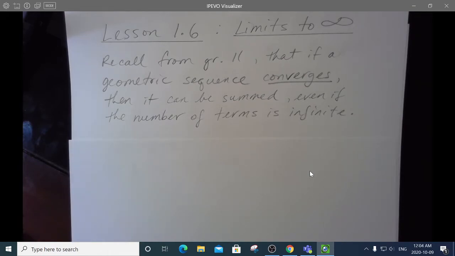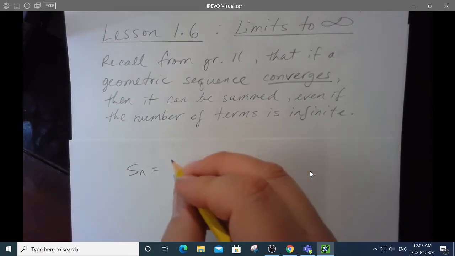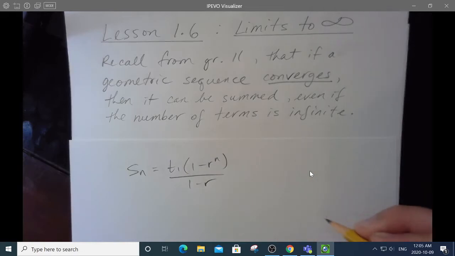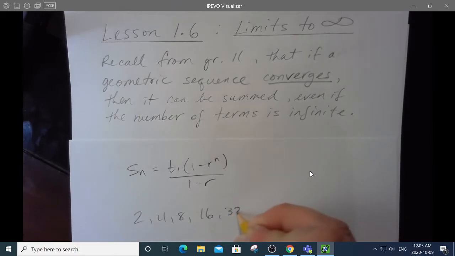First, recall from grade 11 that if a geometric sequence converges, then it can be summed, even if the number of terms is infinite. Actually, especially if the number of terms is infinite. If you actually remember from grade 11, the formula for the sum of just n terms of a geometric sequence is, let's see if I can remember this off the top of my head, t sub 1 times 1 minus r to the n, all over 1 minus r. That's the sum if you had, say, 12 terms of the sequence 2, 4, 8, 16, 32, etc.